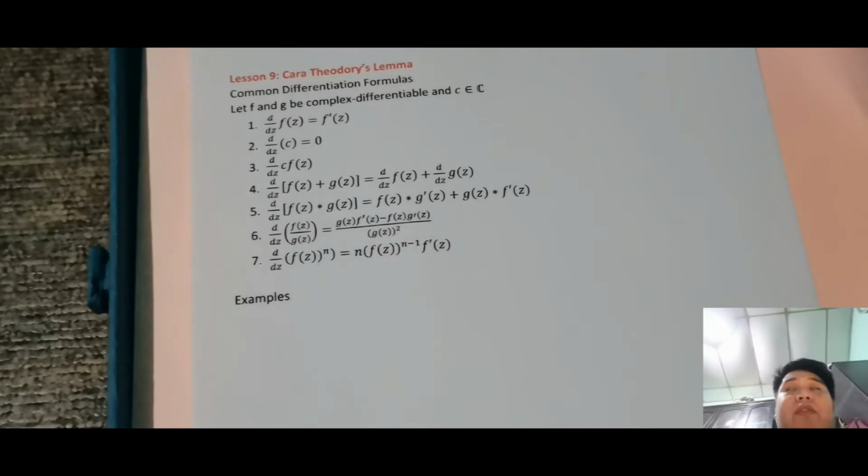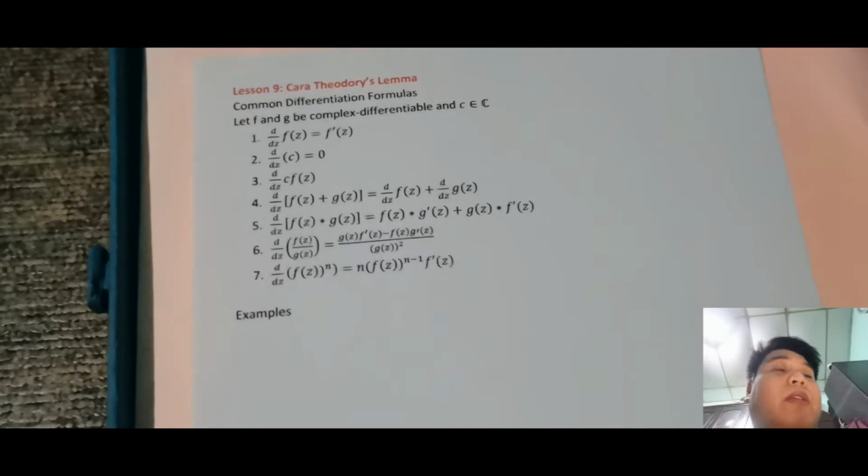Tama? Okay, so let's have example. So example muna tayo niyan before tayo talaga magpunta sa topic, which is the Carathéodory's Lemma, bago ko siya i-define. Kasi nga, siyempre, kailangan ko lang kayo ma-recall din na ganito lang din mag-derivative dito.